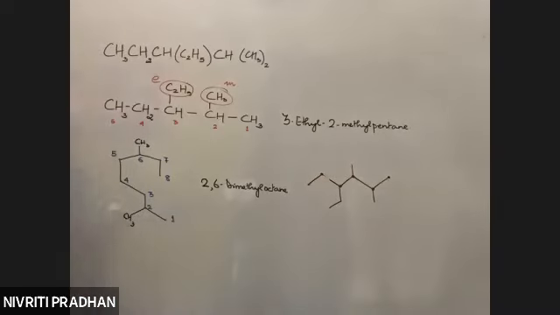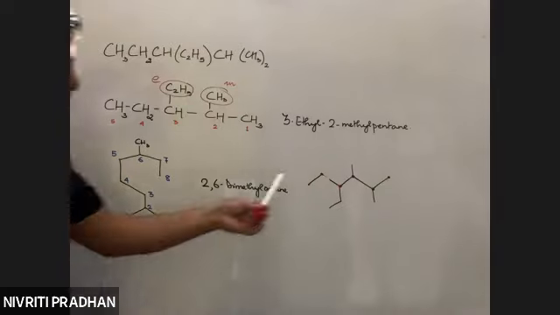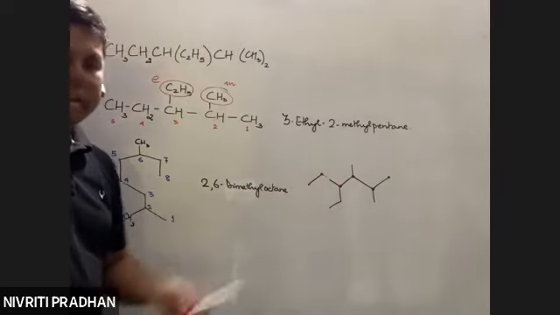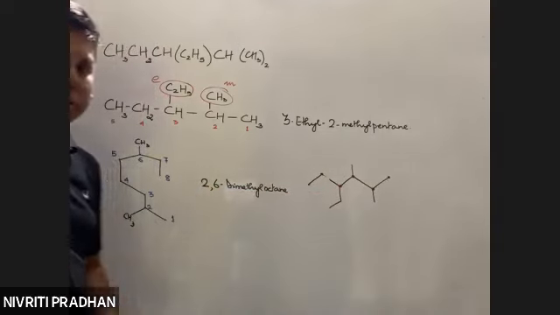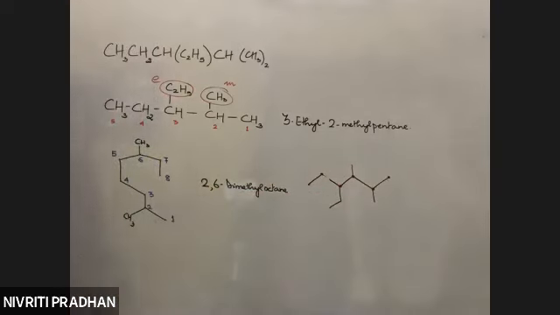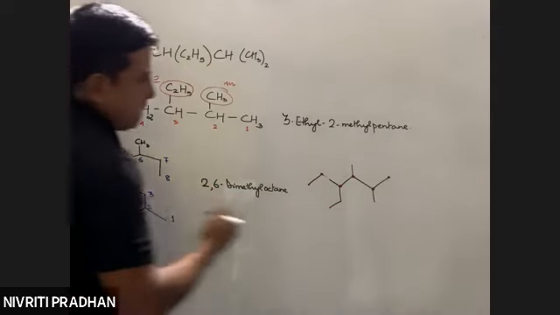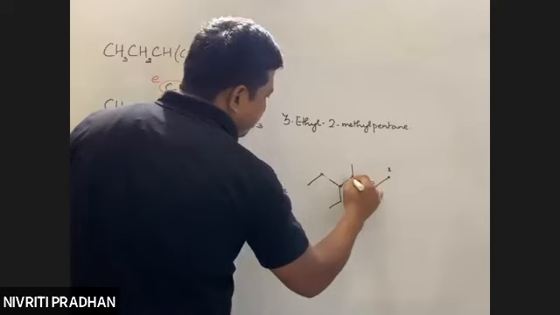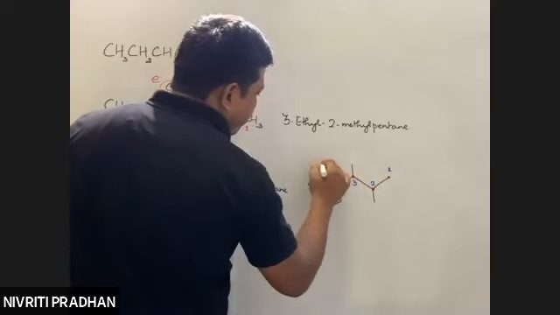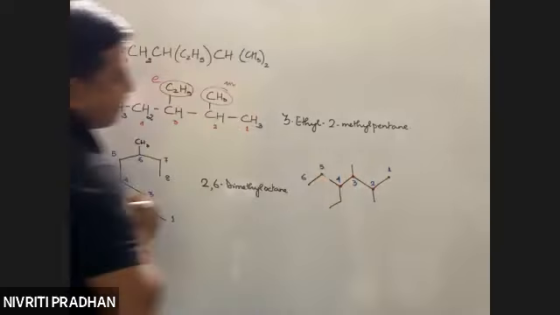So I'll consider this one: 1, 2, 3, 4, 5, 6. Where will you start the numbering from? If I start numbering from this end, the substituent will get number 3. However, if I start numbering from this end, the substituent will get number 2. So again, the numbering should be done from that end so that the substituent gets the lowest number. Lowest sum rule.